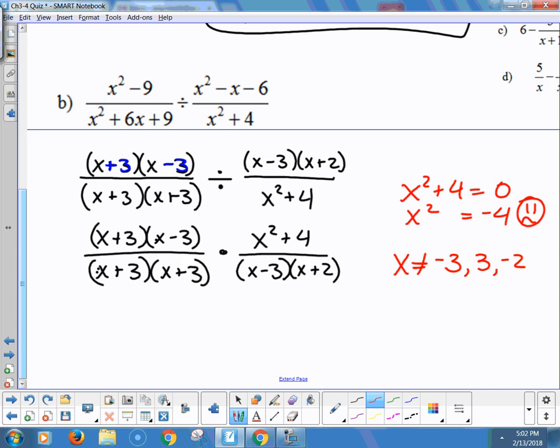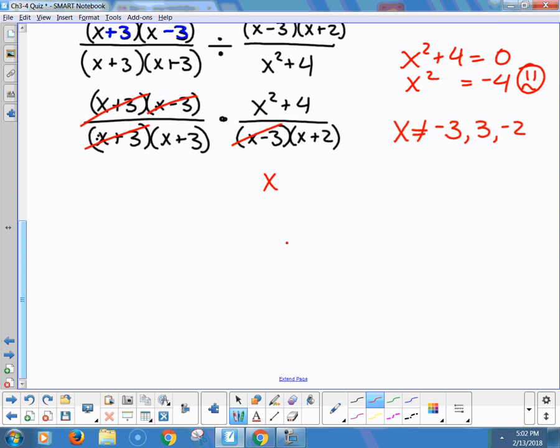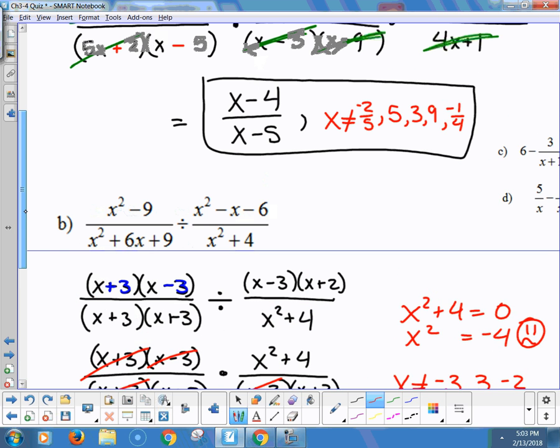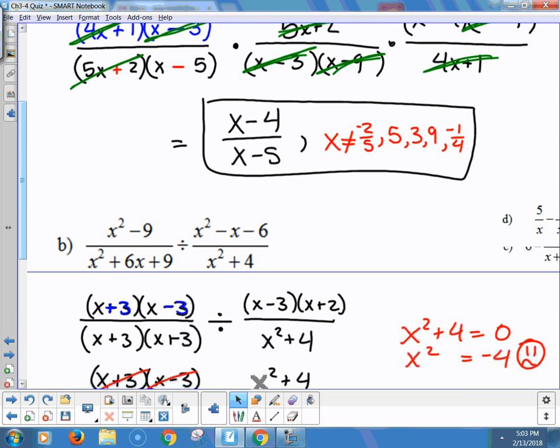But now we can try to reduce some of these things. Let's see. This one and that one cancel. We have an x -3 and an x -3. And that's all she wrote. So let's write an answer. Our answer would be x squared plus 4 on the top. On the bottom, x plus 3 and x plus 2, comma, with the excluded values that x cannot be positive 3, -3, or -2. All right, that was part B. Moving on to part C.